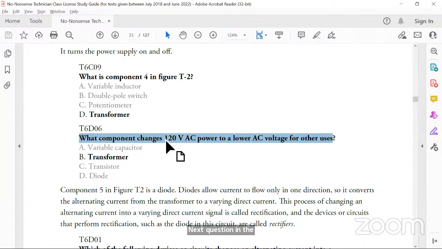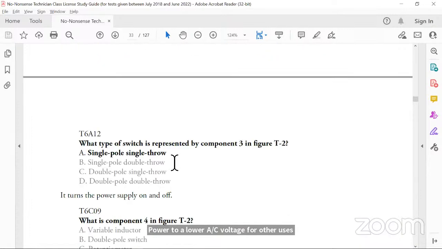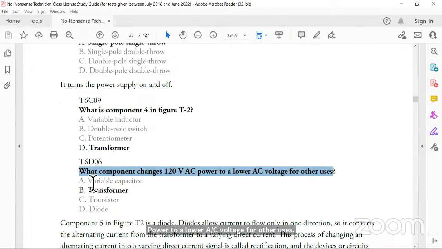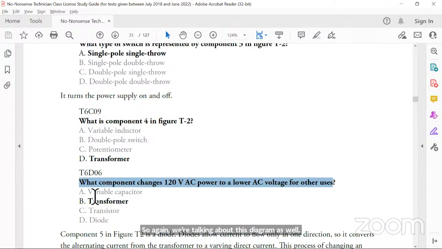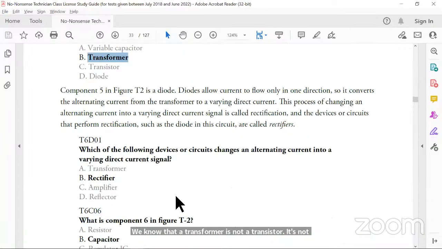What component changes 120 volts AC power to a lower AC voltage for other uses? So again, we're talking about this diagram as well, right? Or we could be talking about this diagram. What is that component that changes the voltage from a higher to a lower AC level? We know that's a transformer. It's not a transistor, it's not a diode, it's not a variable capacitor. So the answer is a transformer.